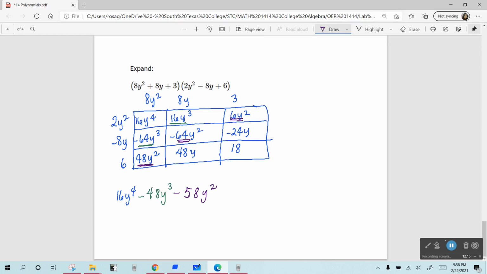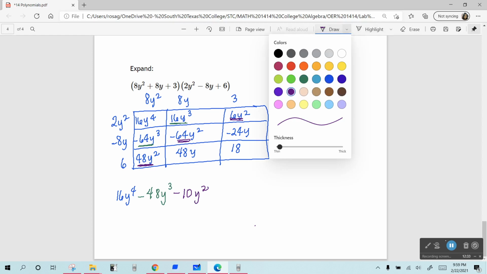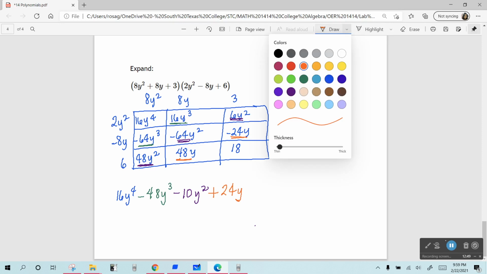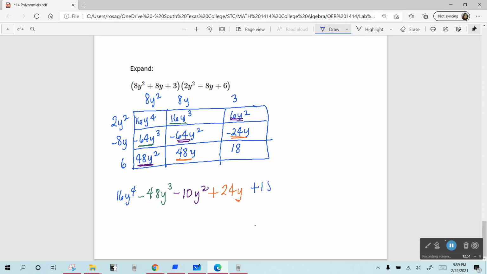Well, there's one more over here. So combine all of those. 48 minus 64 plus 6, that's 10y squared. Then I'm going to do the y's. This y with this y. That's going to be plus 24y. And then finally the 18 just comes down.